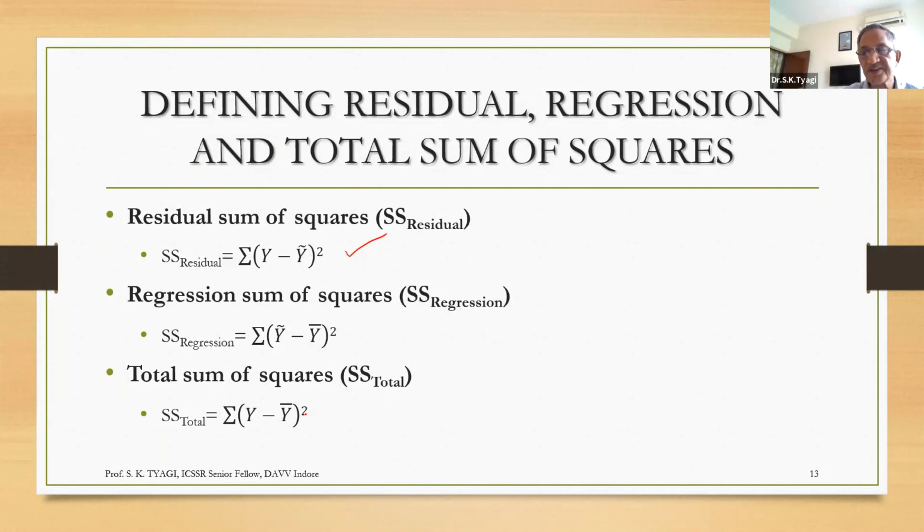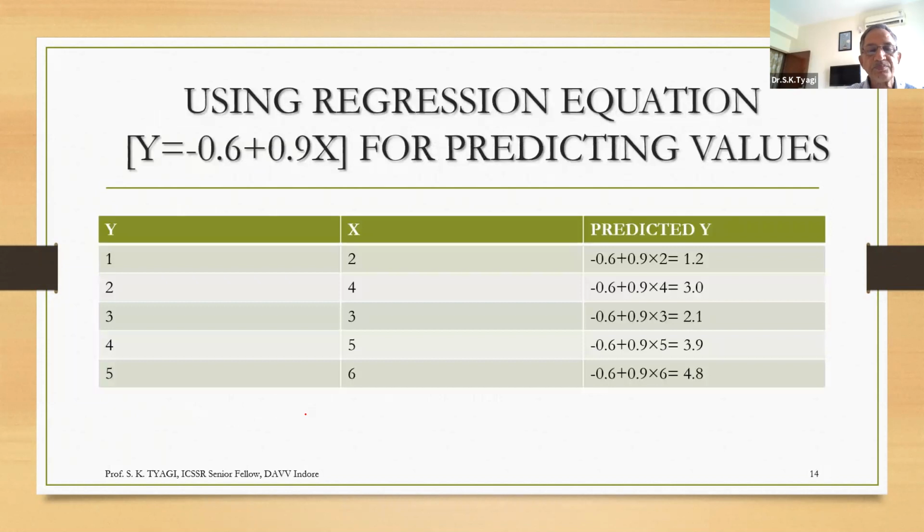Now we will understand it. It is not possible to fully appreciate it right now. Let us go ahead; I will show it graphically also. Say this is y, this is x. Now for each value of x, I am predicting y. In this equation, minus 0.6 plus 0.9 into x, I substituted 2, so the predicted value of y is 1.2. For 4, the predicted value is 3.